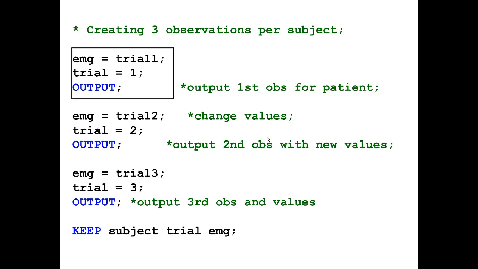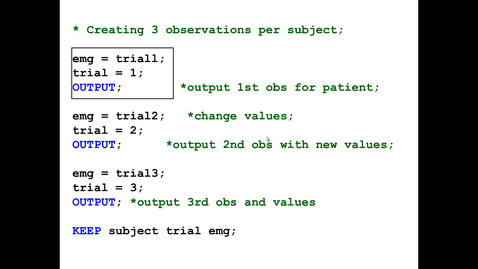In the next block of code, we then change the values for EMG and trial. We assign the trial 2 data to these variables. We needn't worry that we change the values. The trial 1 values are safely on our new SAS data set. We then output these values with the second output statement. We then repeat this process a 3rd time for the 3rd trial. If there were more trials, there would be more blocks of similar statements.